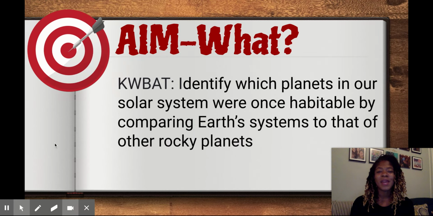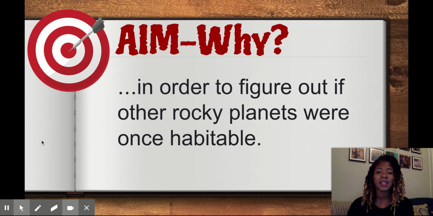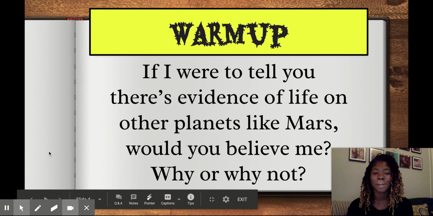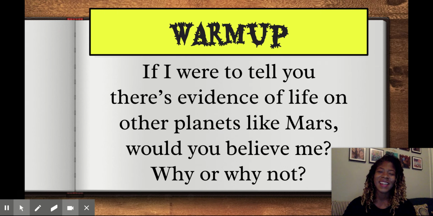Aim: Kipsters will be able to identify which planets in our solar system were once habitable by comparing Earth systems to that of other rocky planets, in order to figure out if other rocky planets were once habitable. Warm up. You'll complete this in your Nearpod. If I were to tell you there's evidence of life on other planets like Mars, would you believe me? Why or why not?